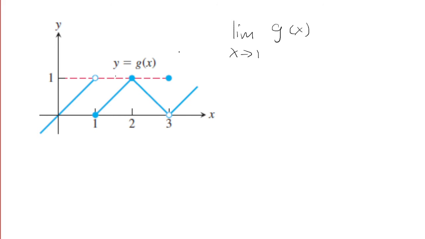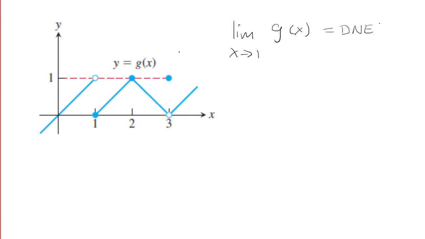So at x equals 1, if we notice, if we come from the left here, as x approaches 1 from the left, the limit is going to be 1. And if we approach it from the right, the limit is 0. And so because the left hand and the right hand limits are not the same, we say that the limit does not exist.